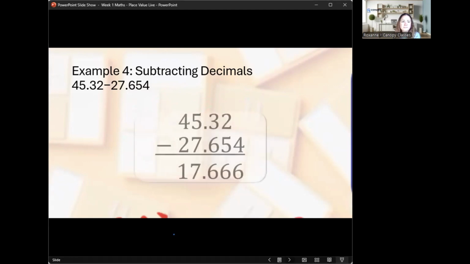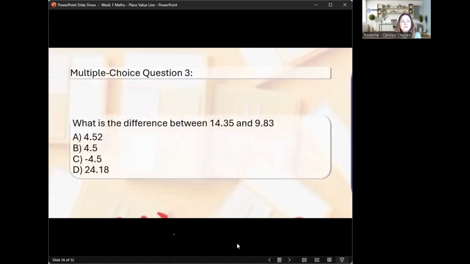There you go, there it is. Again, notice that everything is in a line, pence above pence, units above units, etc. Right, multiple choice question number 3. Have a go, please.